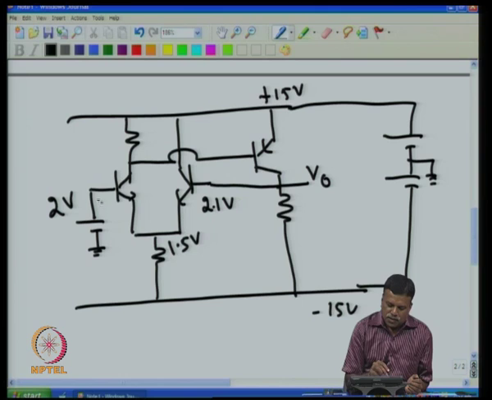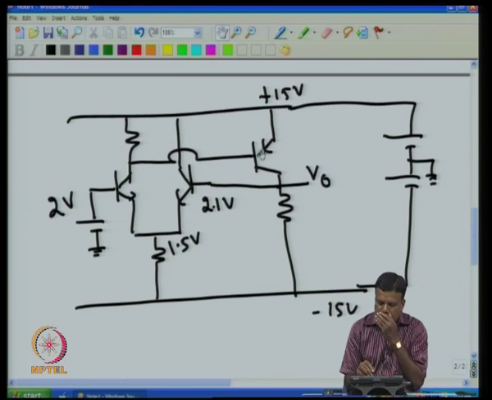If this is 1.5, this is 2, this is not going to conduct, because you see this is 1.5, this is 2, only 0.5 volt difference is there. So, this is not going to conduct. If this is not going to conduct, this voltage will decrease. So, automatically what happens, once it tries to go more than 2 volt, all the current tries to come through this and very little current tries to come through this.